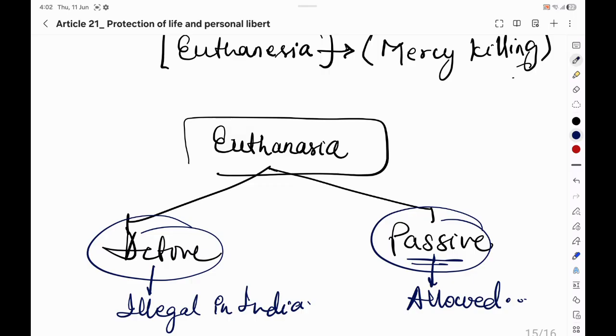So in this case, the Supreme Court recognized passive euthanasia under strict judicial safeguards, and that laid down the foundation for the later recognition of what? The right to die with dignity under Article 21 in the Common Cause judgment. So what was the Common Cause judgment?